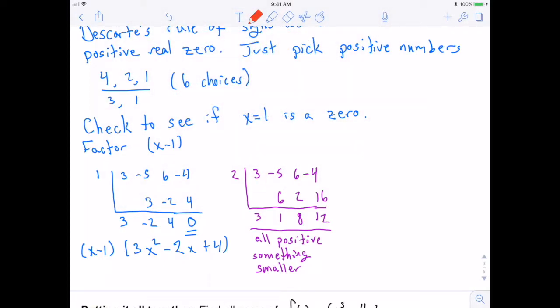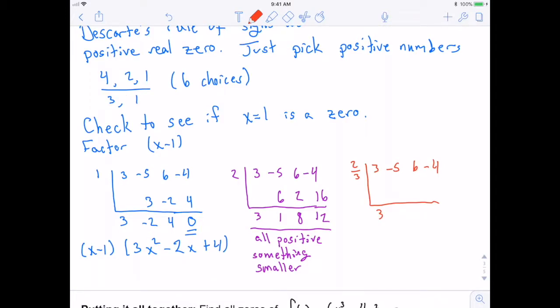How about, let's do 2/3. Okay. So 3 goes outside the box. 3 times 2/3 is 2. Negative 5 plus 2 is negative 3. Negative 3 times 2/3 is negative 2. 6 plus negative 2 is 4. 4 times 2/3 is 8/3, which we can abbreviate as 2 2/3. And negative 4 plus 2 2/3 is negative 1 1/3.